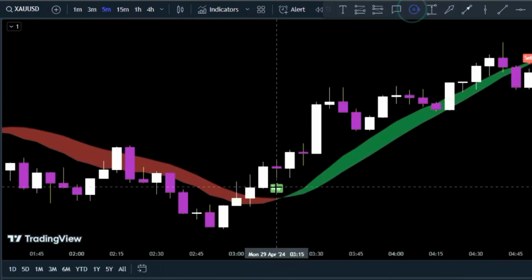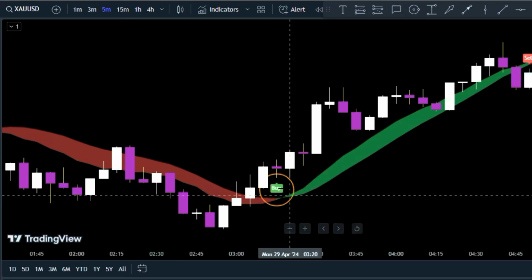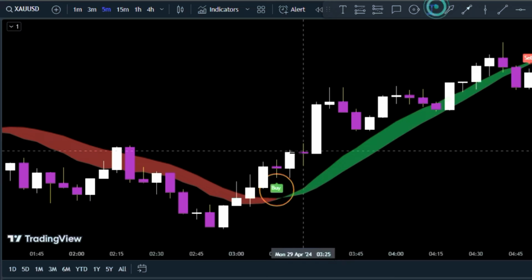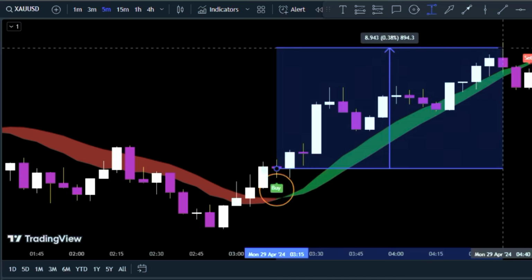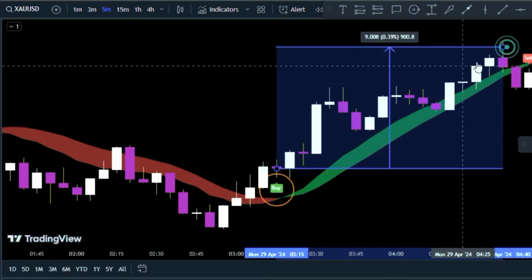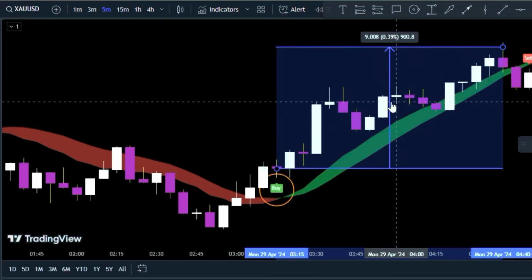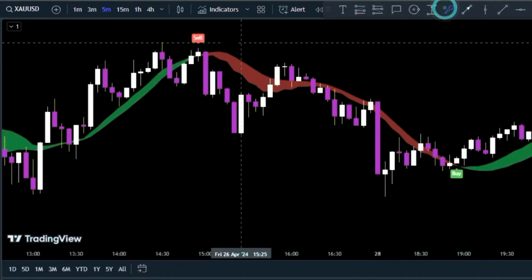Now that we've customized the settings for the ideal BB with MA indicator, you'll notice that it creates a colorful ribbon on the chart. This ribbon is essential for identifying potential buy and sell signals. Here's how to interpret the signals. When the ribbon changes color, it's giving you a clue about the market's direction. If it shifts to green, that's a buy signal, indicating that the price might go up. On the other hand, if the ribbon turns red, it is a sell signal, suggesting that the price could drop.